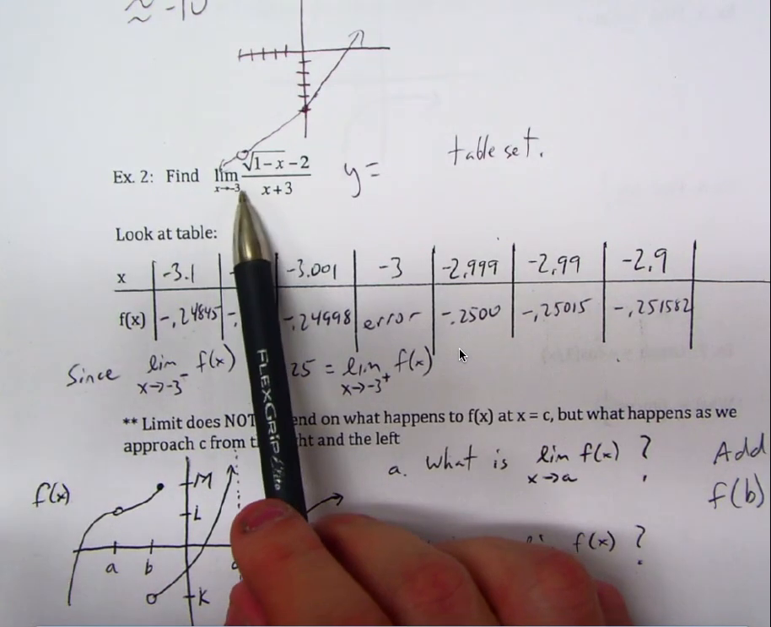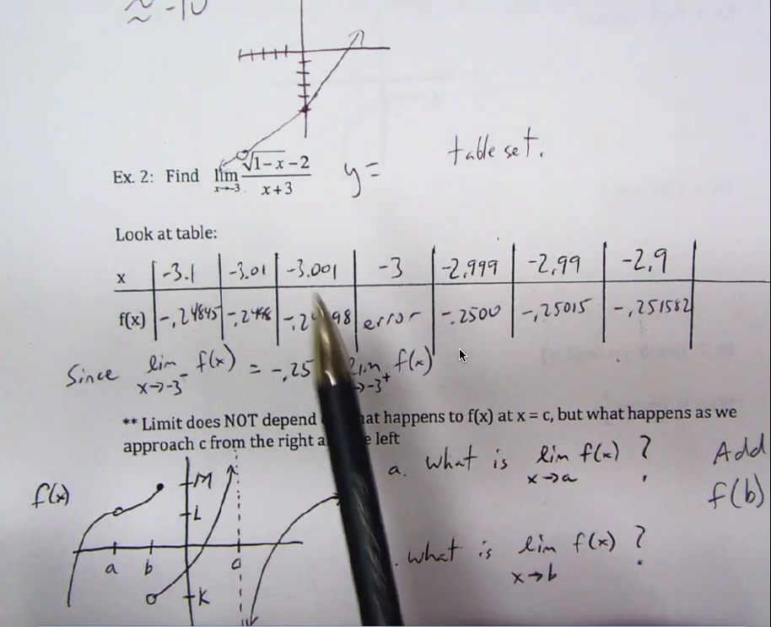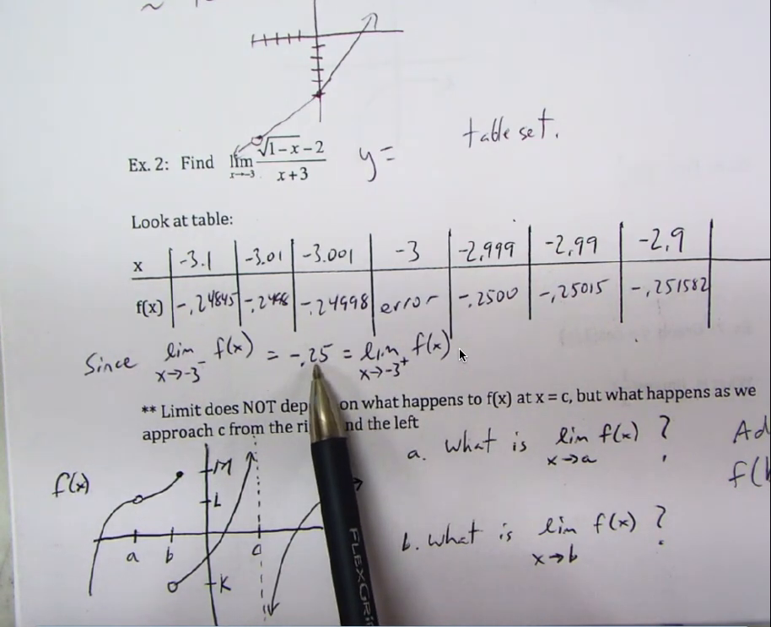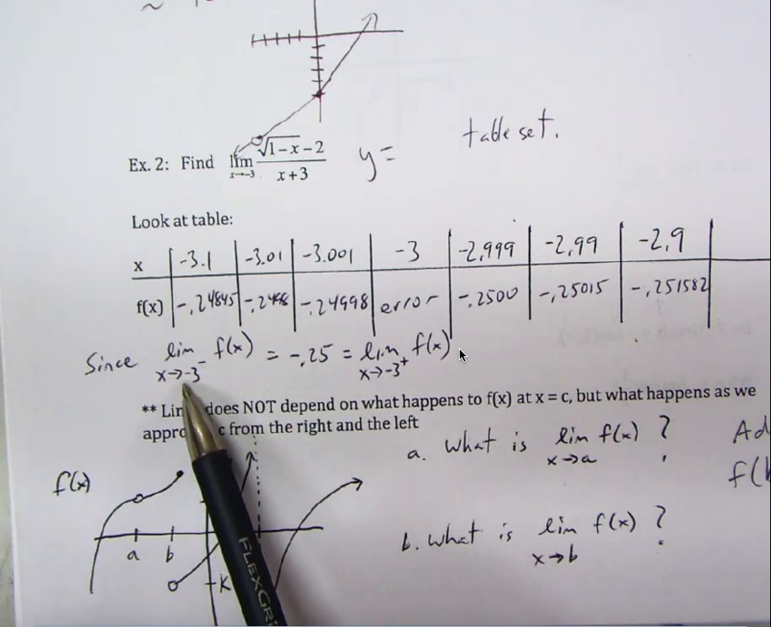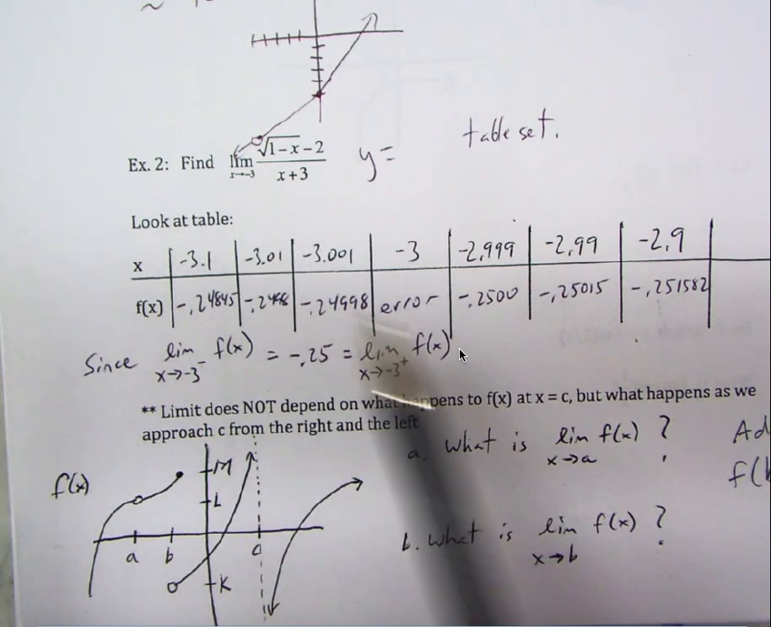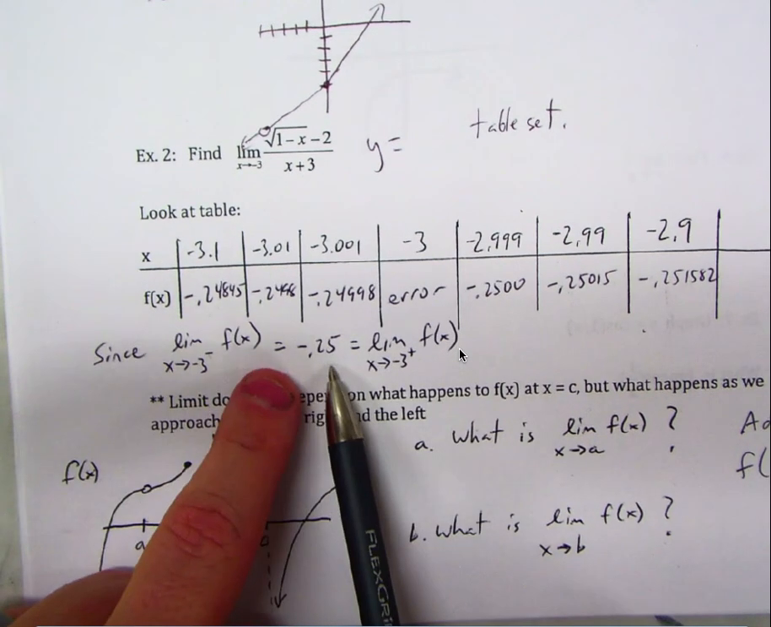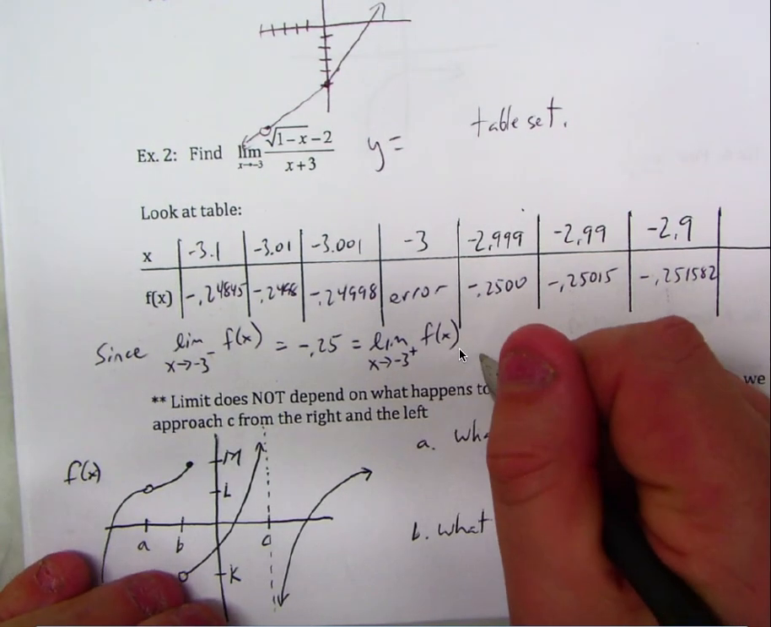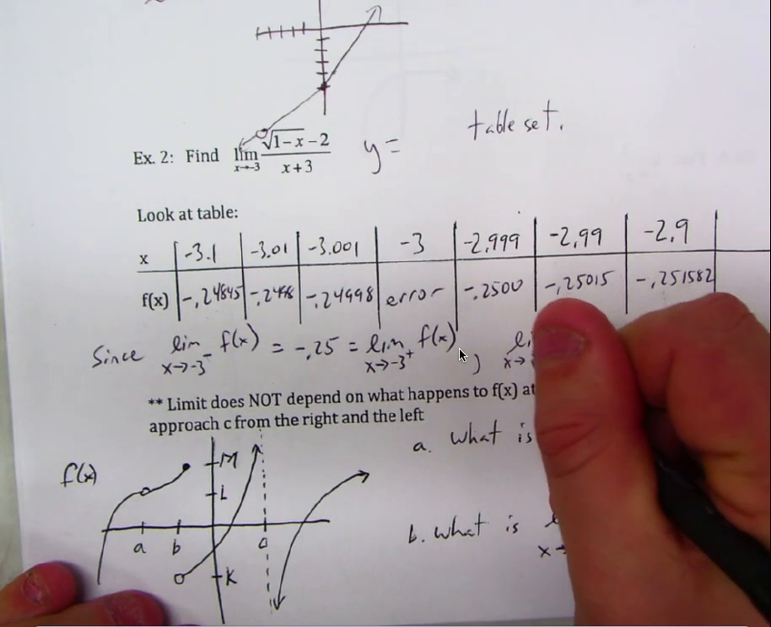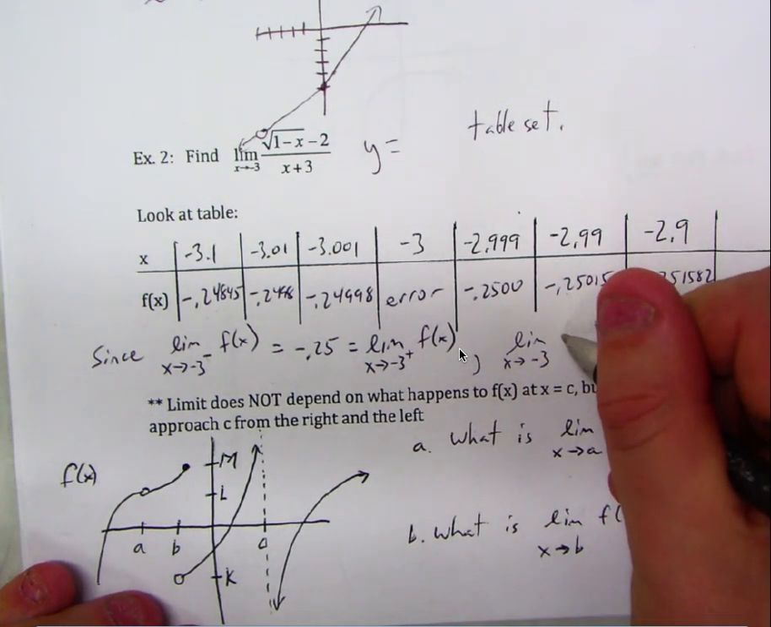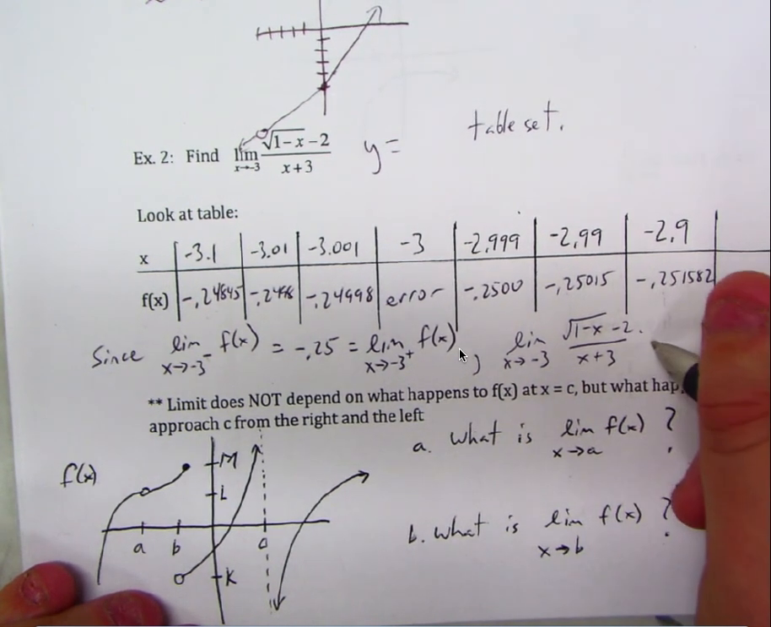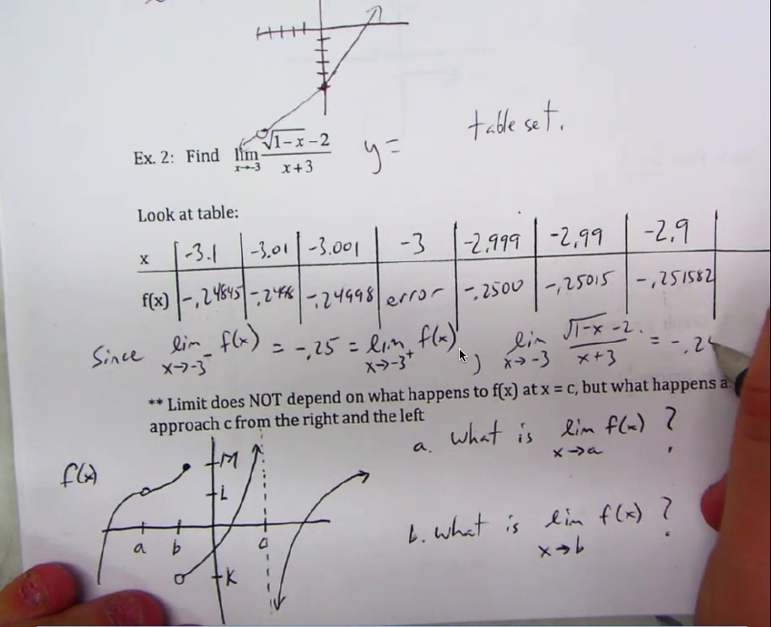In order for a limit to exist, the limit as you approach that value from both sides has to be equal. Okay, let me say that again. Your limit as you approach from the left and the right have to be equal in order for a limit as you approach that number in general to even exist. And if they are the same, like this is the same, then I can make the claim. So since this is true, the limit as x approaches negative 3 of square root of 1 minus x minus 2 over x plus 3, in fact equals negative 0.25.